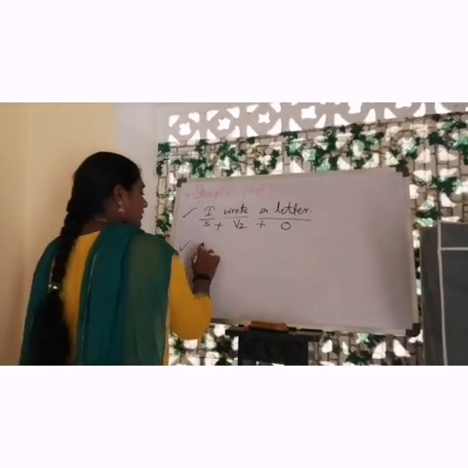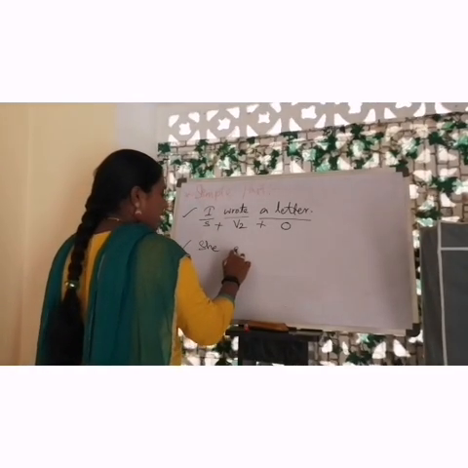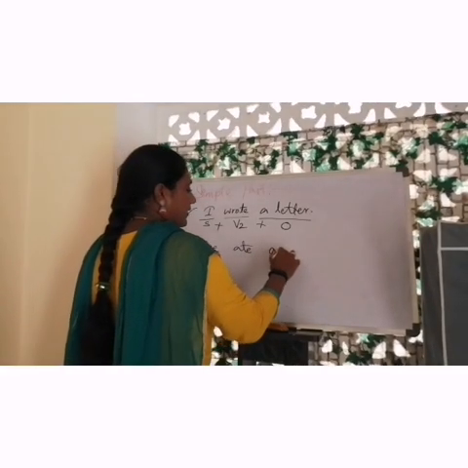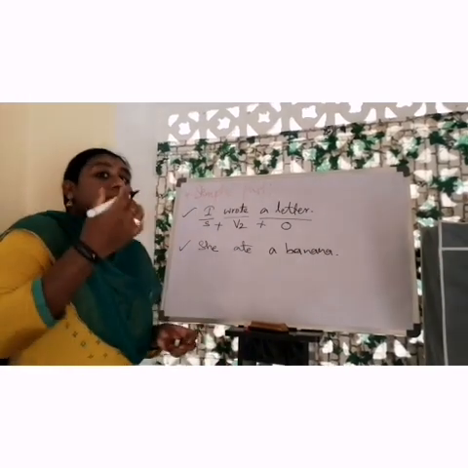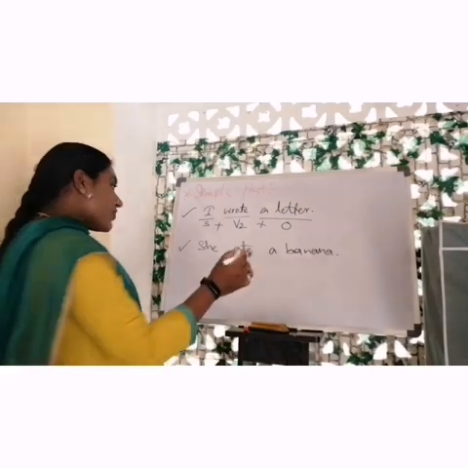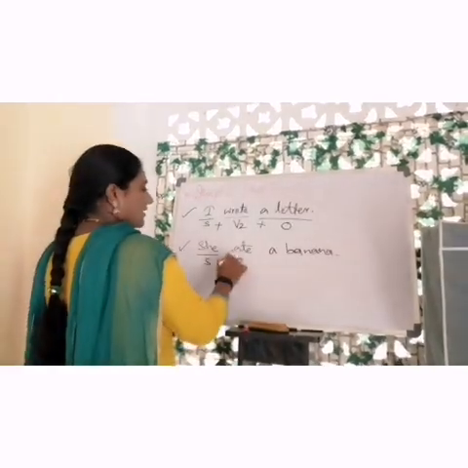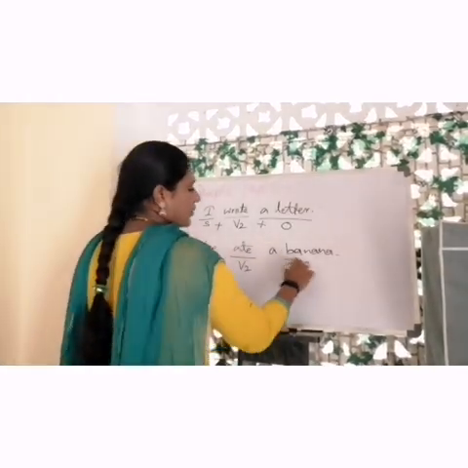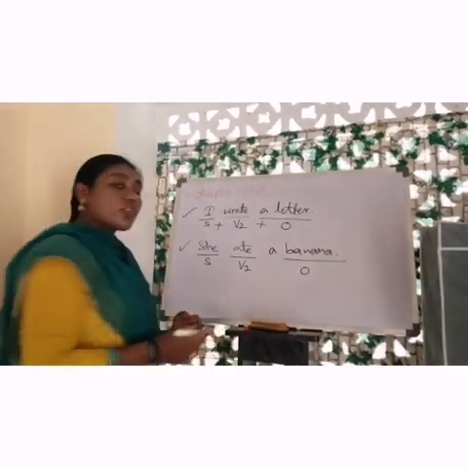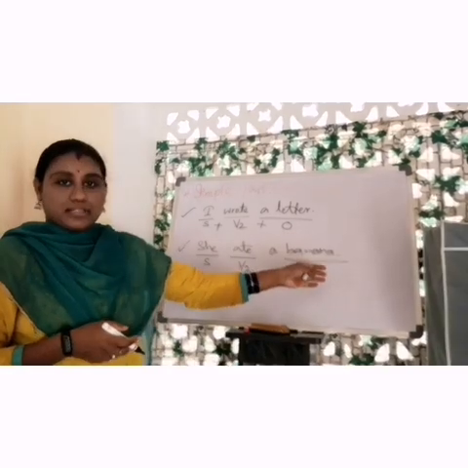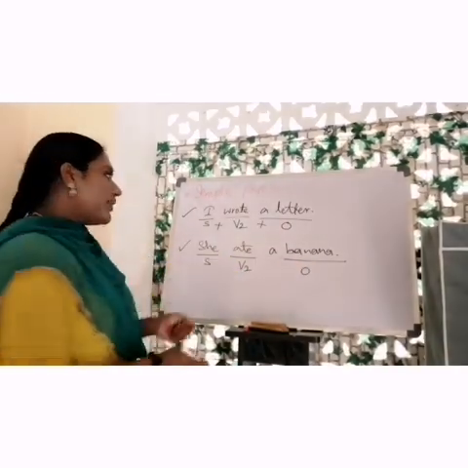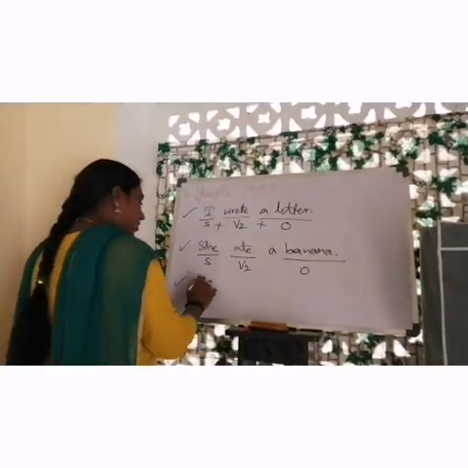Or next example, she ate a banana. Okay, so here she is a subject, ate is V2 and a banana is an object complement. Okay, she ate a banana. Okay, or she worked in a company, or he worked in a company. So here he is a subject, worked is V2 and in a company is an object complement.